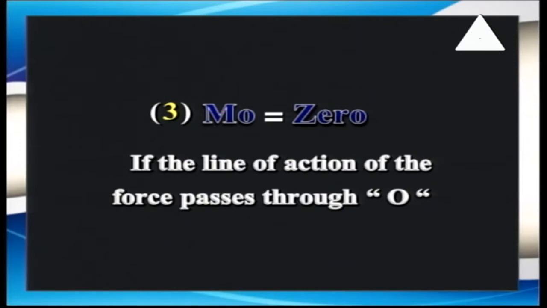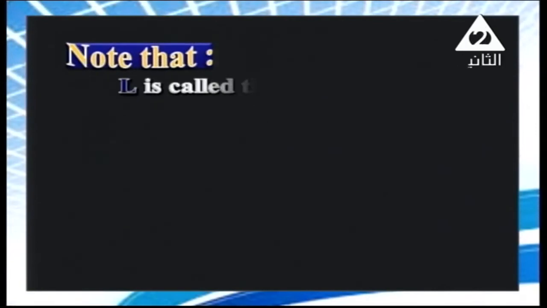Number 3: moment about O may be equal 0 if the line of action of the force passes through the origin point or the point O. Then we deduce that we have 3 algebraic moments: positive, negative, or equal 0. My dear student, note that L is called the moment arm.